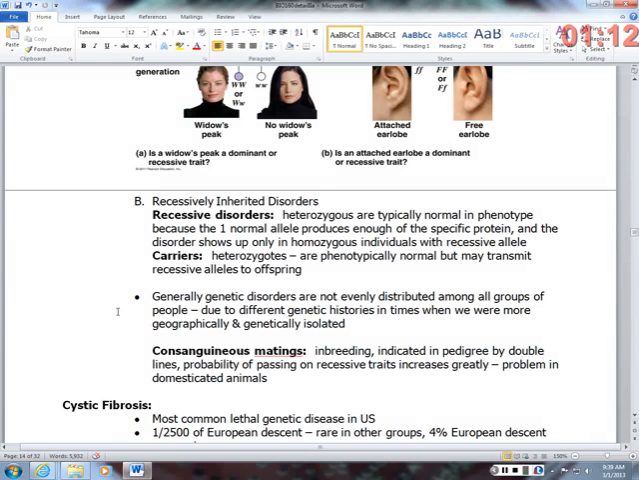Generally, you're not going to see genetic disorders evenly distributed among all groups of people, and a lot of that is due to different genetic histories in times when people were more genetically isolated. So you will likely see them becoming more spread out over time, but there are certain disorders that you saw being spread in certain populations because you didn't see people going from South America to Eastern Europe to live. It was just not the kind of thing where you had a lot of cross-mating. It's a long distance to travel. People don't generally move that far away to different countries to breed like that.